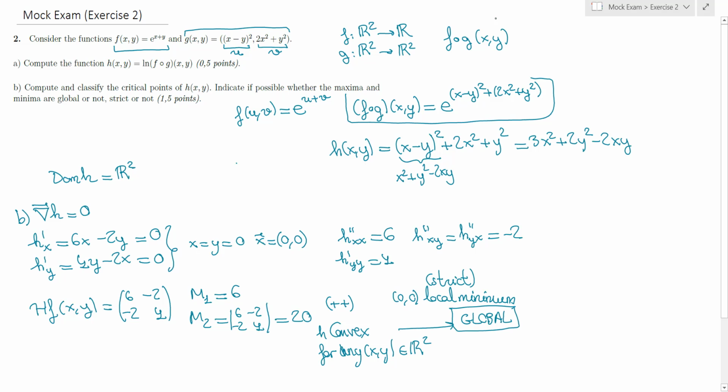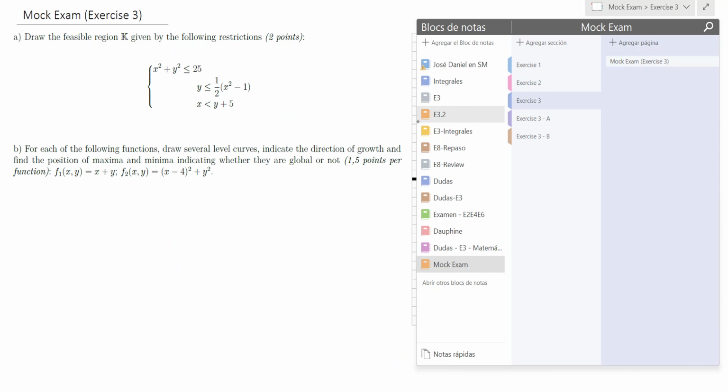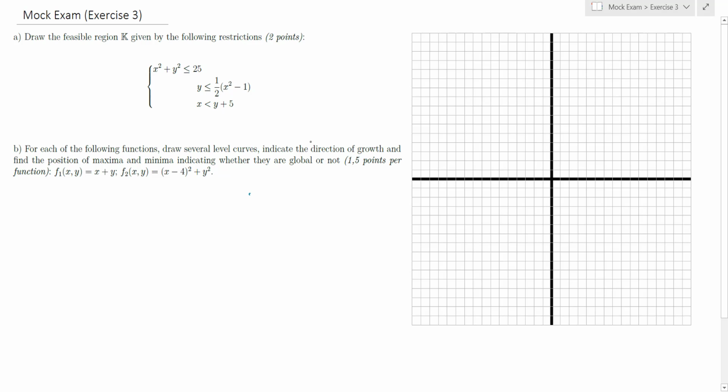Okay, so now let's go with the exercise on graphical optimization. They are giving us 3 restrictions, and they are asking us to draw the feasible region. Before taking into account the inequalities, let's draw the curves that have to do with the equal sign.